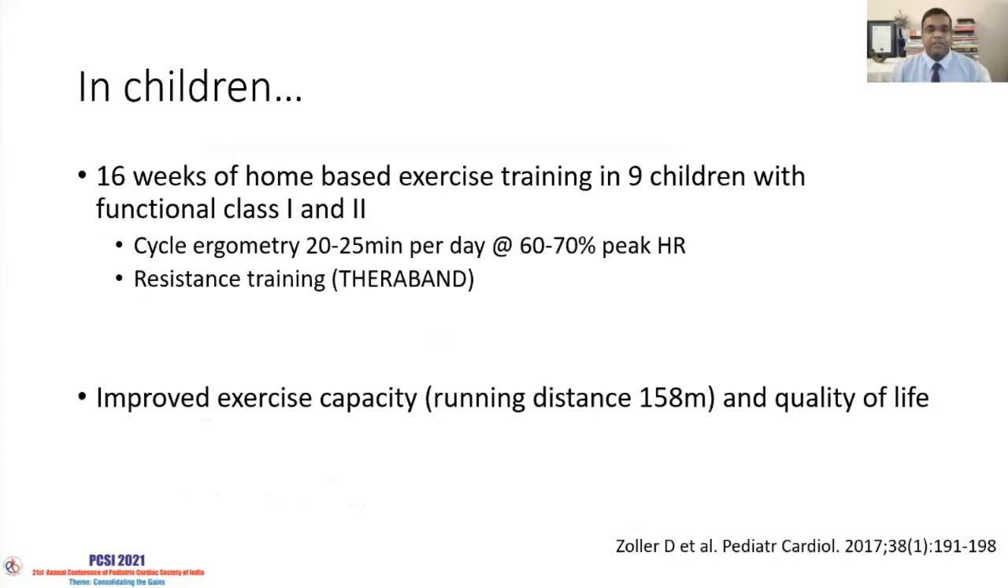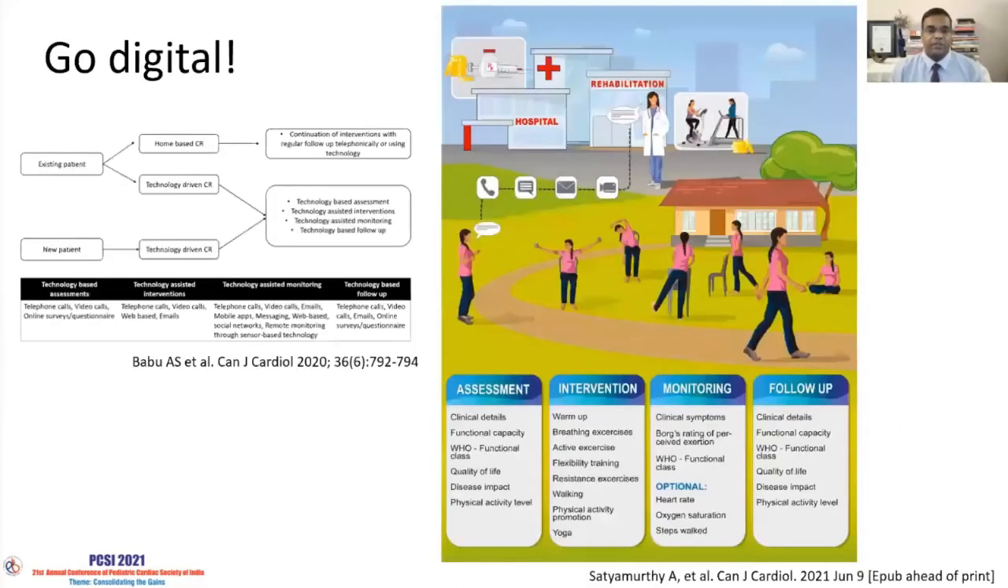In children, the evidence is limited, but we have seen with 16 weeks of home-based training, running distance and quality of life improving in children. With the era of going digital with a technology-driven model, we have postulated its use in patients with pulmonary hypertension from assessment to intervention to monitoring and follow-up. And each of these can be done through various means.